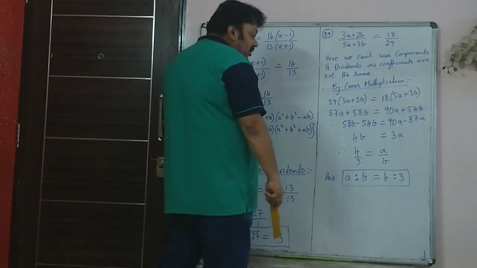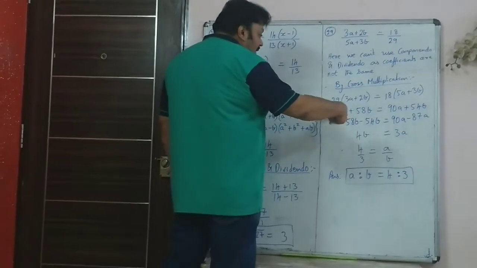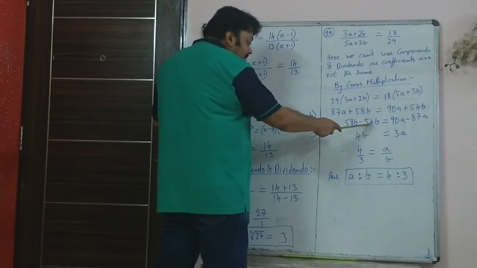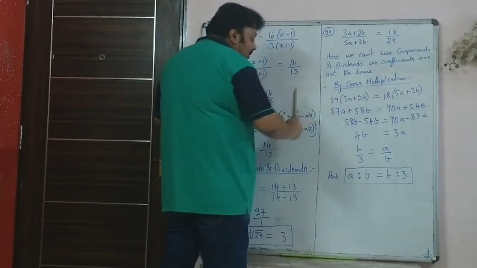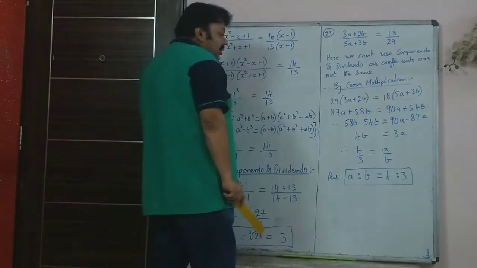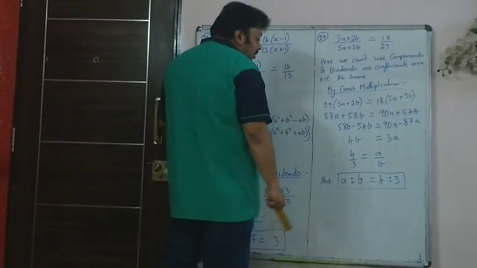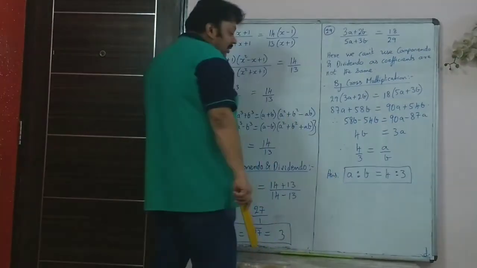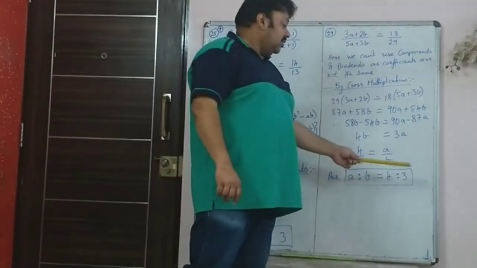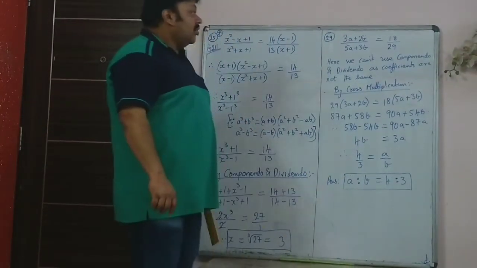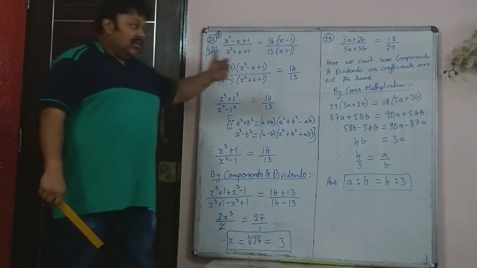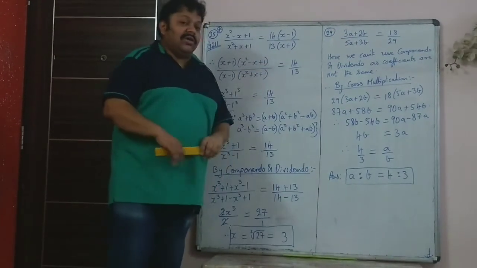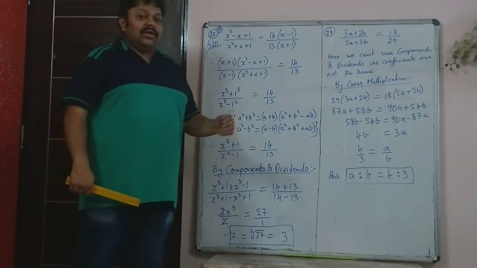So when you rearrange the terms, all the a terms there and b terms here, you get 58b minus 54b, that is 4b, and 90a minus 87a. So then in that case you will get 3a is equal to 4b, or 4 upon 3 is a upon b. So a is to b is 4 is to 3. So that is how you would do this sum. So sometimes you have to just think a bit and see that this is not componendo dividendo, it is just a cross multiplication, and then you are finding the ratio a is to b.